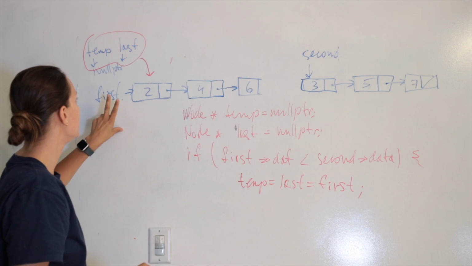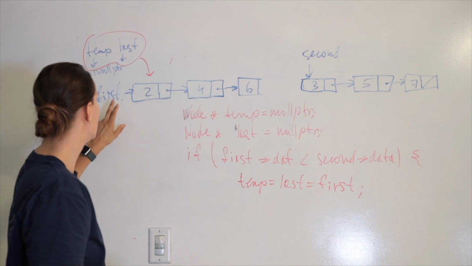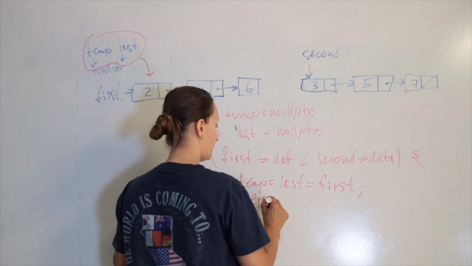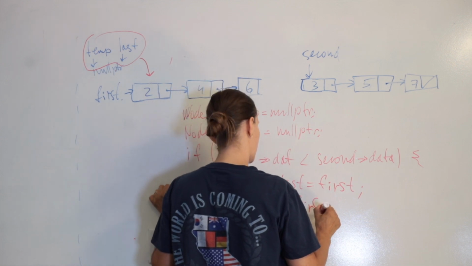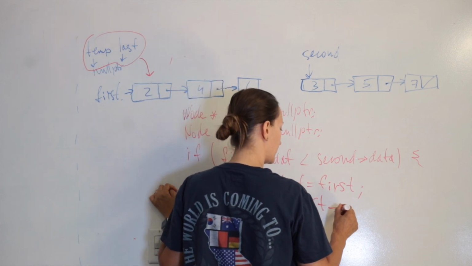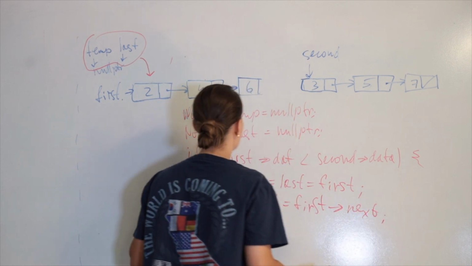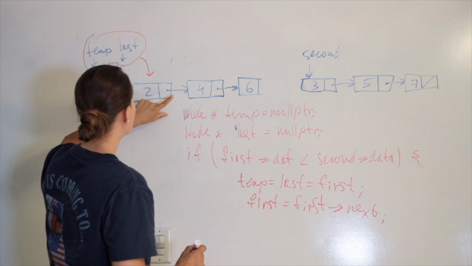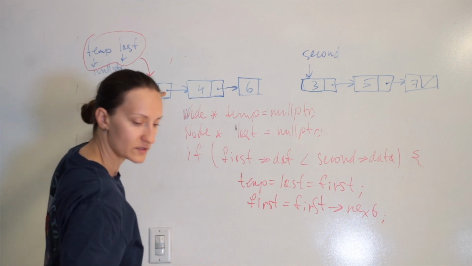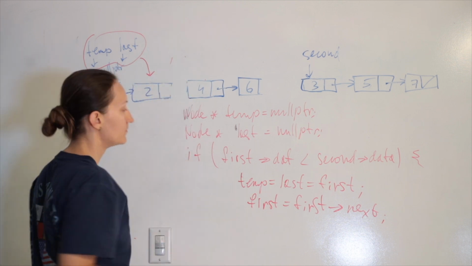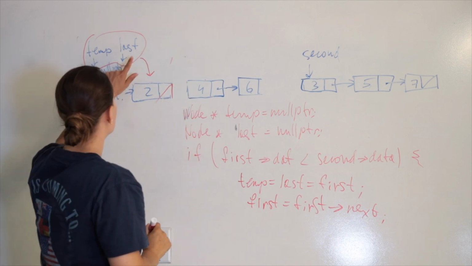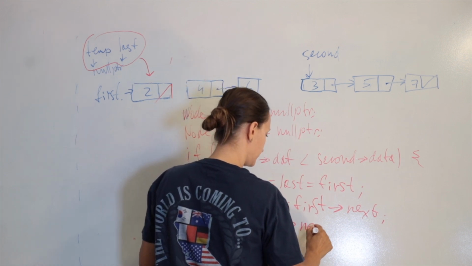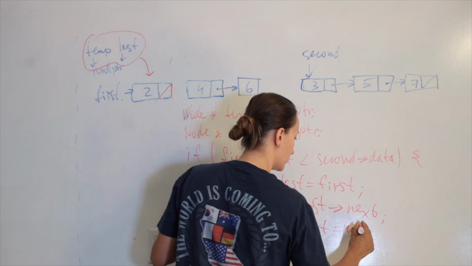The second step, we will need to move our head to the next node. Here head is first, we will move it to the second node. First equals first next. And the last step, we need last next to point to the null pointer. Last next equals null pointer.